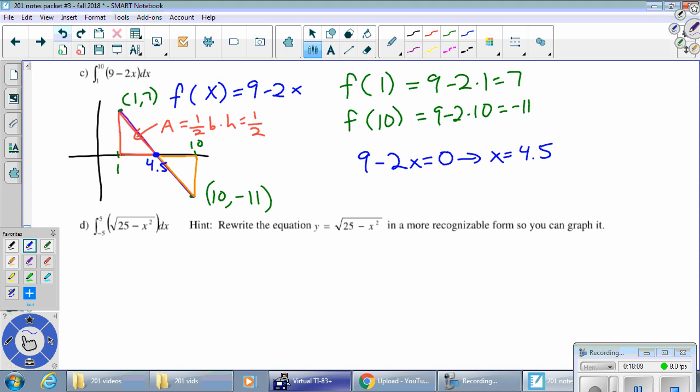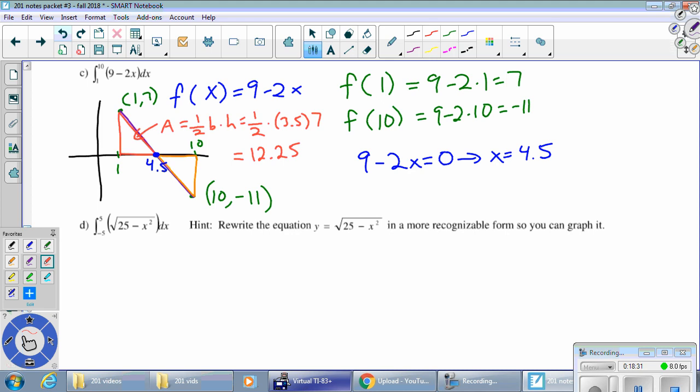Okay, so now that I have that, I can tell you the base is 3.5, from 1 to 4.5. So that's 3.5 times, and then the height of this rectangle goes from the x-axis up to 7, so that's just 7. And 3.5 times 3.5 is 12.25. You can type that on the calculator.